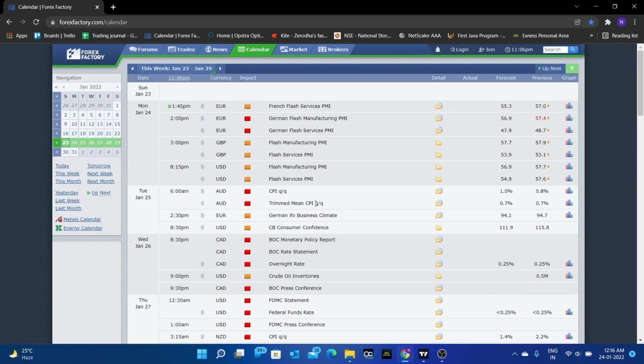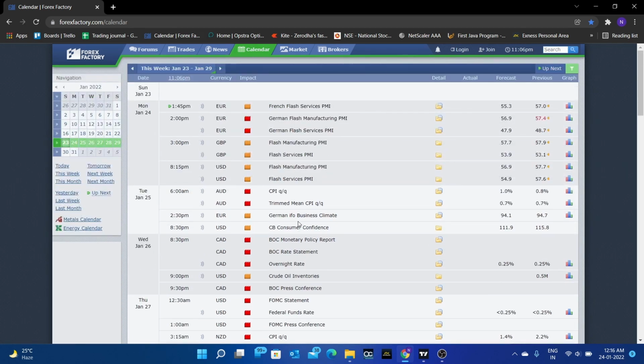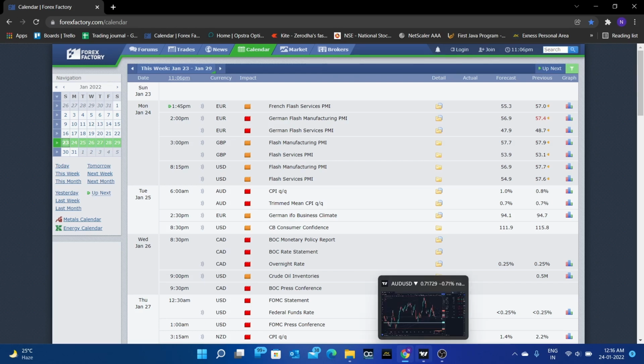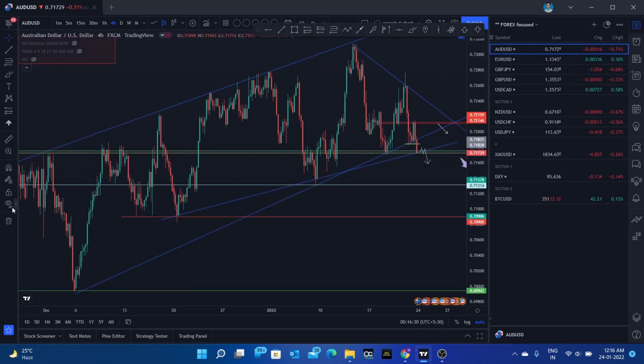Just don't trade on news. On Thursday and all, we are having a lot of news events, right? So there can be a lot of spikes which can hunt your stop loss as well. So be careful on news time, and watch your chart while there's some news happening. Okay, so we can go to TradingView right now and see the analysis.